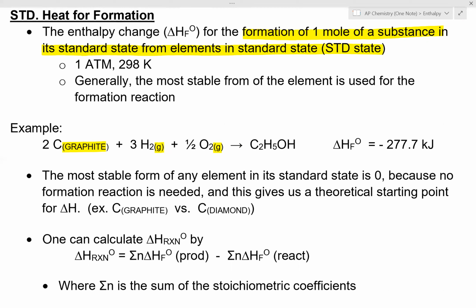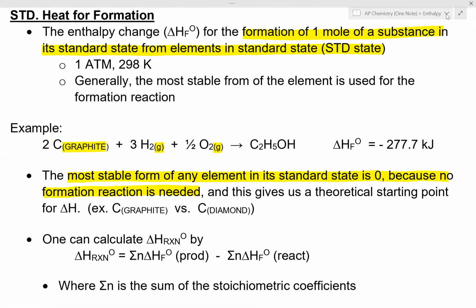Now, when we talk about heat of formation, the most stable form of any element in its standard state is 0 because no formation reaction is needed. And this gives us a theoretical starting point for delta H. Now, what do I mean by this?